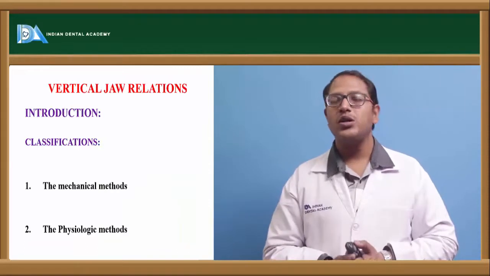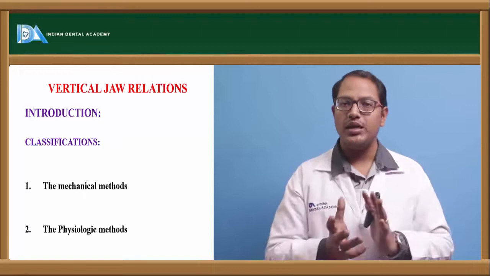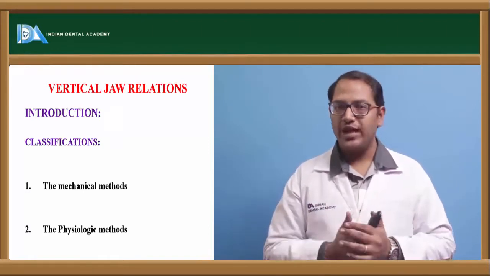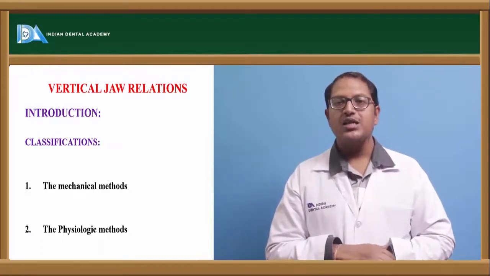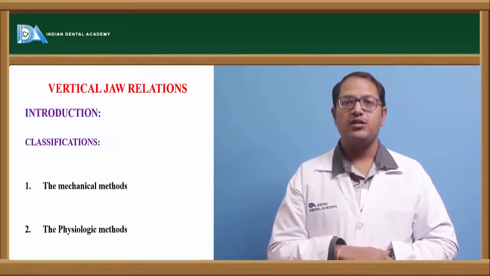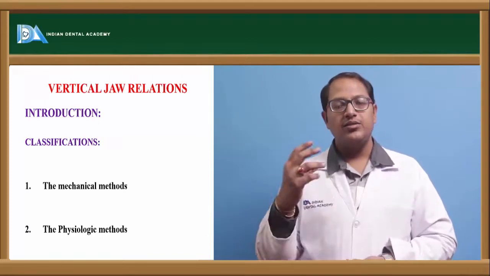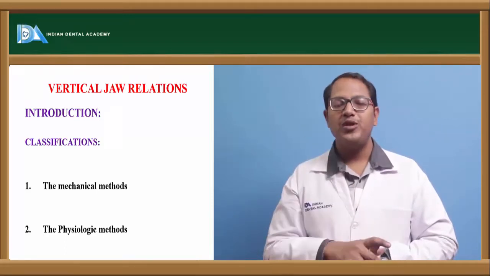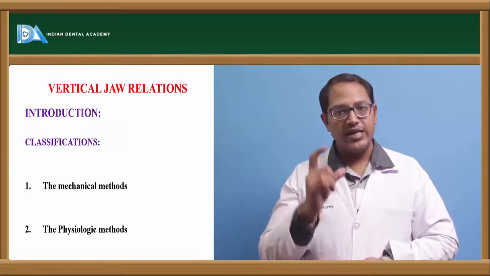Now, this was all about orientation jaw relation. Now we have oriented the maxillary cast to the articulator. Where are we supposed to put the mandibular cast? For that we need to know the final height of the rim, which is called the vertical dimension. Vertical jaw relation is the relation which determines the vertical height present in any patient comfortably, that is, in physiologic rest position.